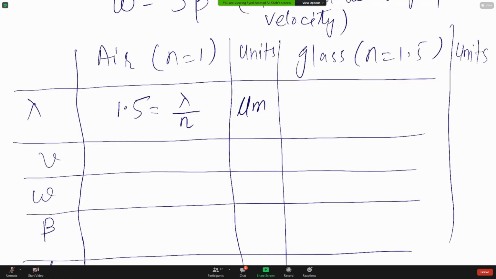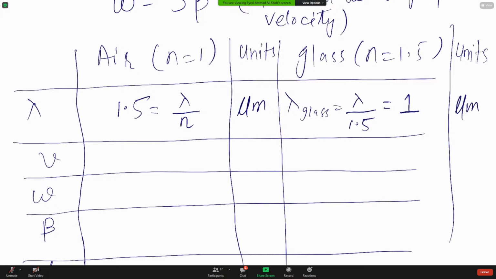But when you come to the glass, your n is 1.5. Okay, now what will happen to the wavelength? What is the wavelength? 1.5. You divide it with 1.5, so you get 1, and unit is micro. So your wavelength is changing, okay, when you're moving from one medium to the other.